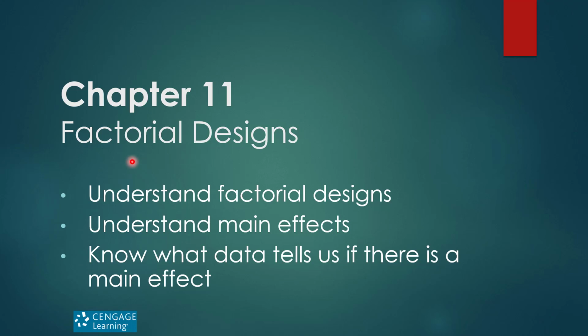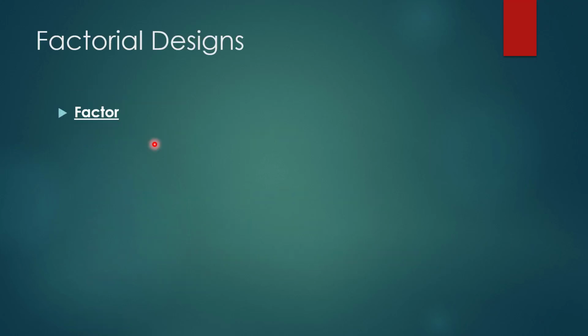So by the end of this short video, you should be able to understand what a factorial design is, know what a main effect is, and be able to know what data you look at to tell us if there is a main effect.